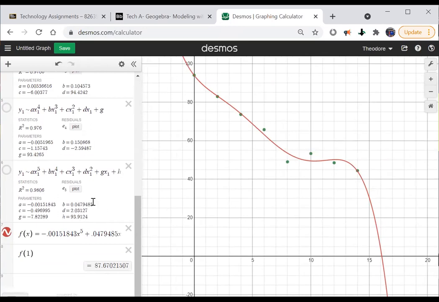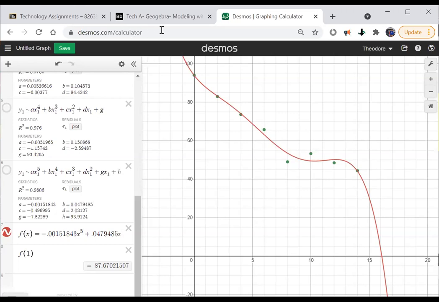Now, I didn't ask for any kind of interpretation, but I might as well talk about it. Since x represents the amount of time that's passed or elapsed, time in minutes, and the y value represents the temperature, what this is telling me is, following this model, this item that was taken out of the oven would have an internal temperature of about 88 degrees after 1 minute.